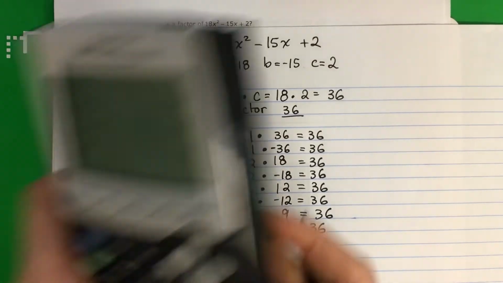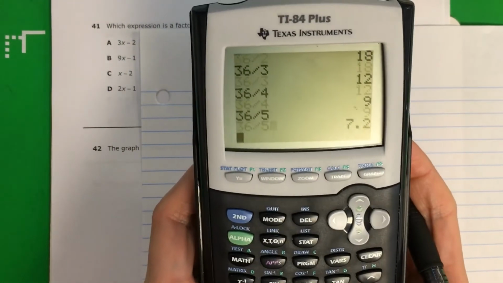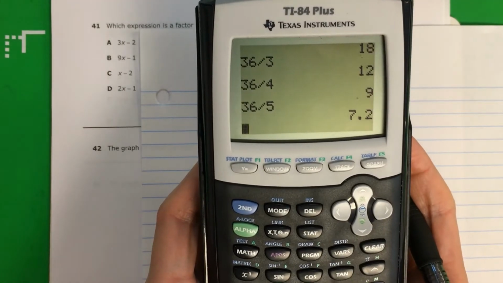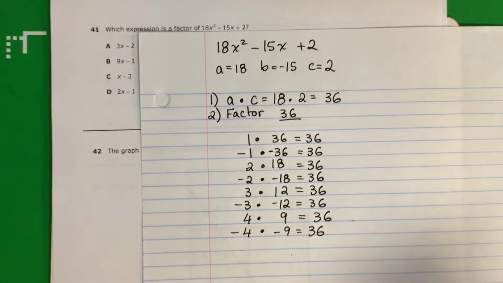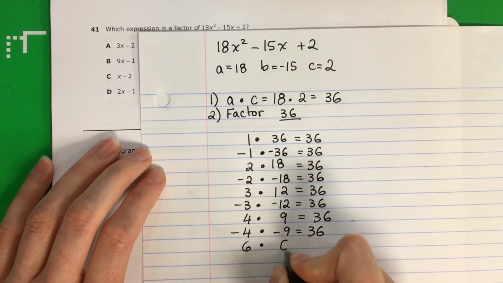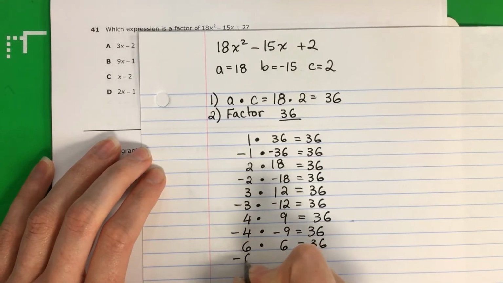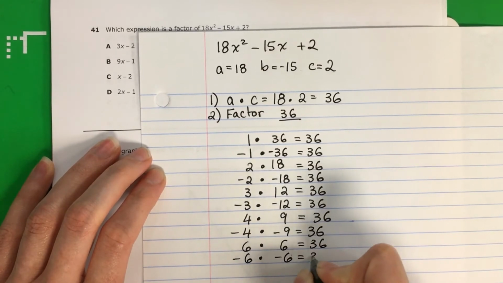Next is 5. Let's see 5. 36 divided by 5. Nope, it's a decimal. Next is 6. 36 divided by 6. That works. 6 times 6. 6 times 6 equals 36. And negative 6 times negative 6 equals 36.